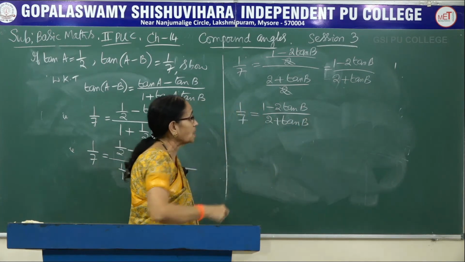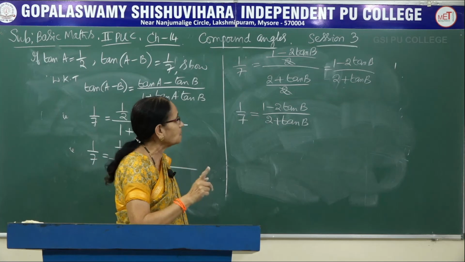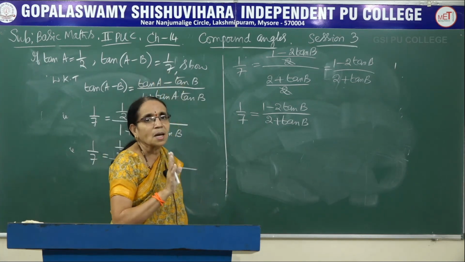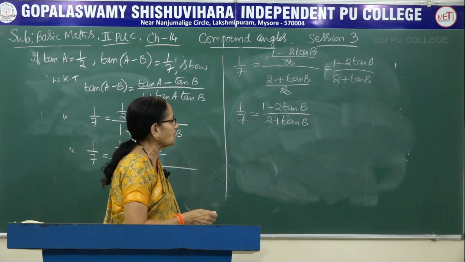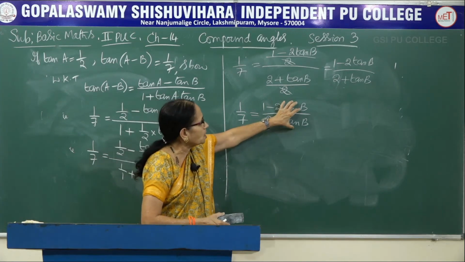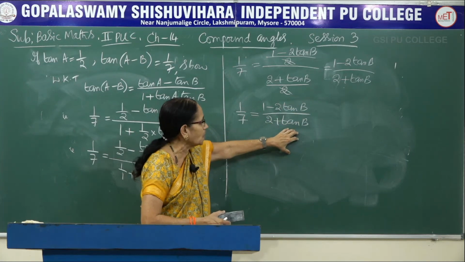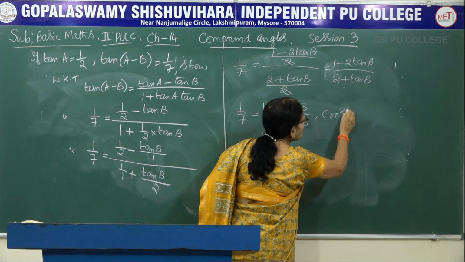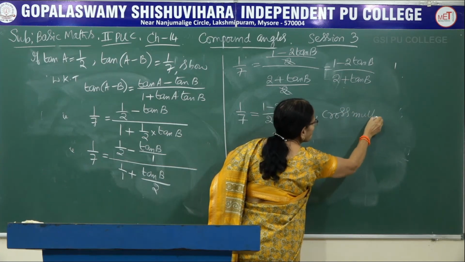The same thing what we did, we had to get the value of tan B. In the previous two problems, tan of A plus B was given, here tan of A minus B is given. That's the only difference here. So, this unknown quantity is present both in numerator and denominator. So, let us cross multiply and then try to bring all of them to the same side.